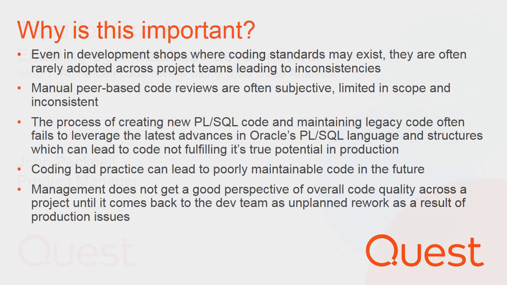So why does code review matter? Well, even in development shops where coding standards may exist, often we find that they're rarely adopted across project teams, which then leads to inconsistencies. Typical manual peer-based code reviews are often subjective. They're very limited in scope, usually just looking at the readability of the code and some obvious facets of the code, and are therefore very inconsistent.